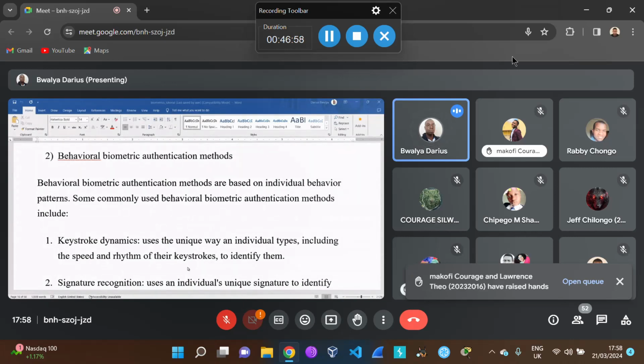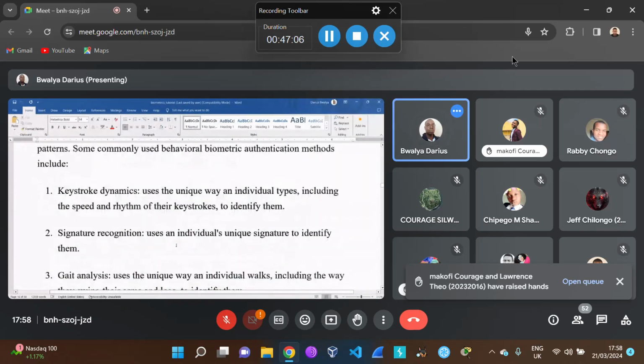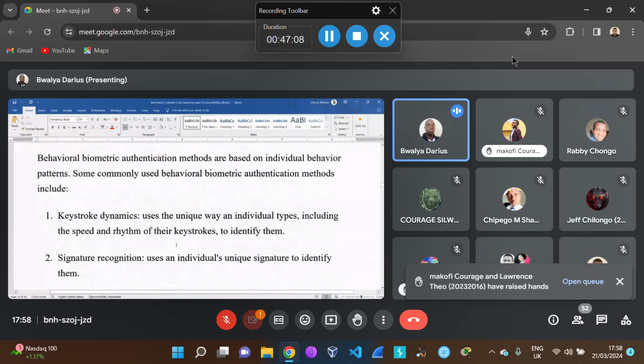Okay, then we have signature recognition. This one is also another way to identify individuals. And where do you think this is applied mostly? Signature recognition.